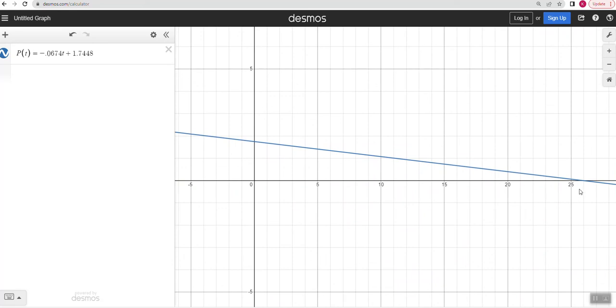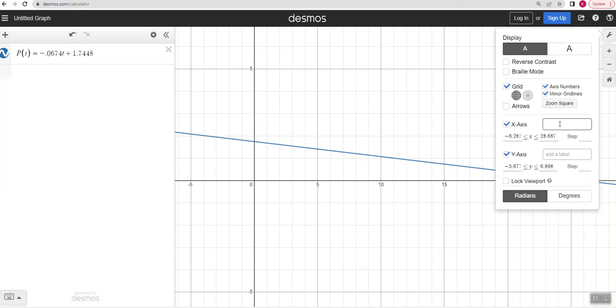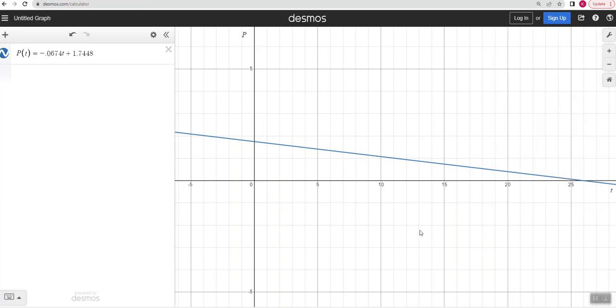The zero of the function where p is 0, let me label my axes. The input was t, the output was p. So where p is 0, the zero of the function happens out here. And notice that's the same value we got by hand, about 25.9 or almost 26. In 2026, the prediction is the number in poverty is 0. So I can see that off of Desmos as well.